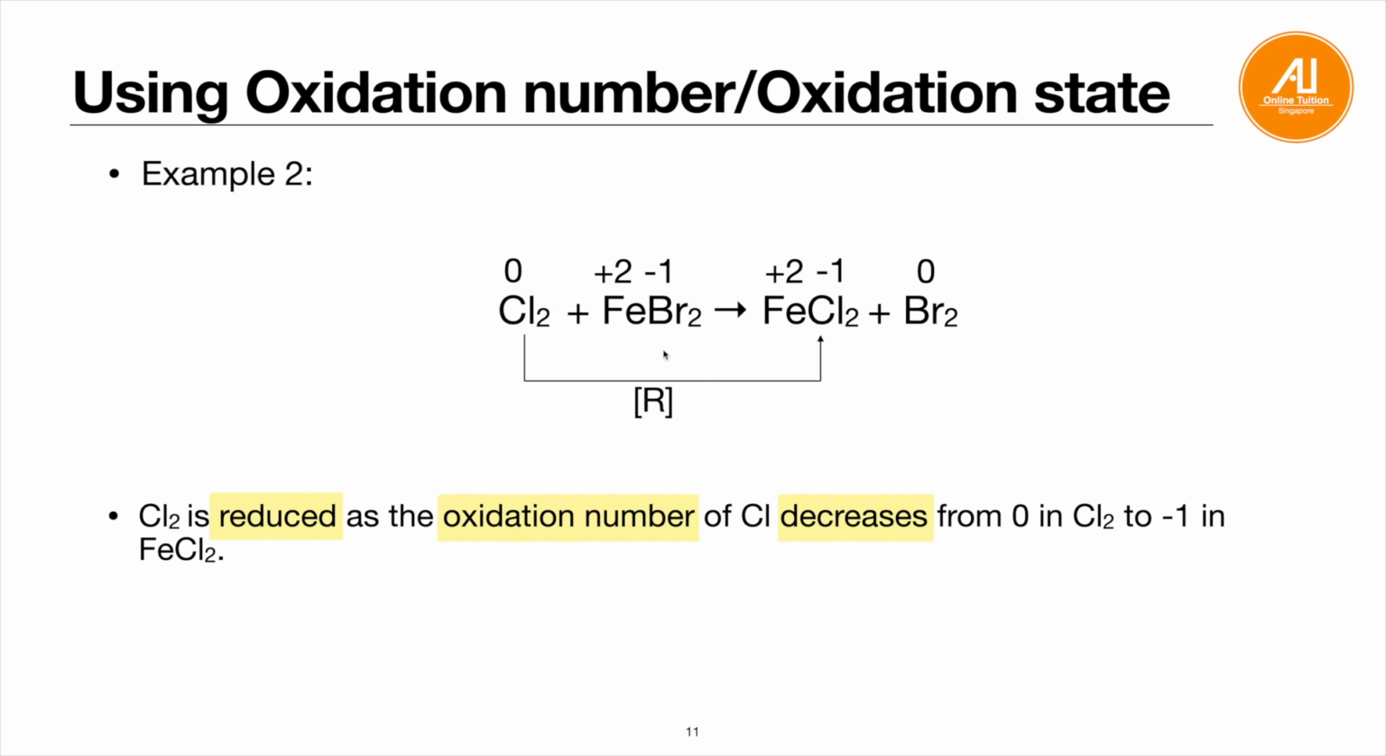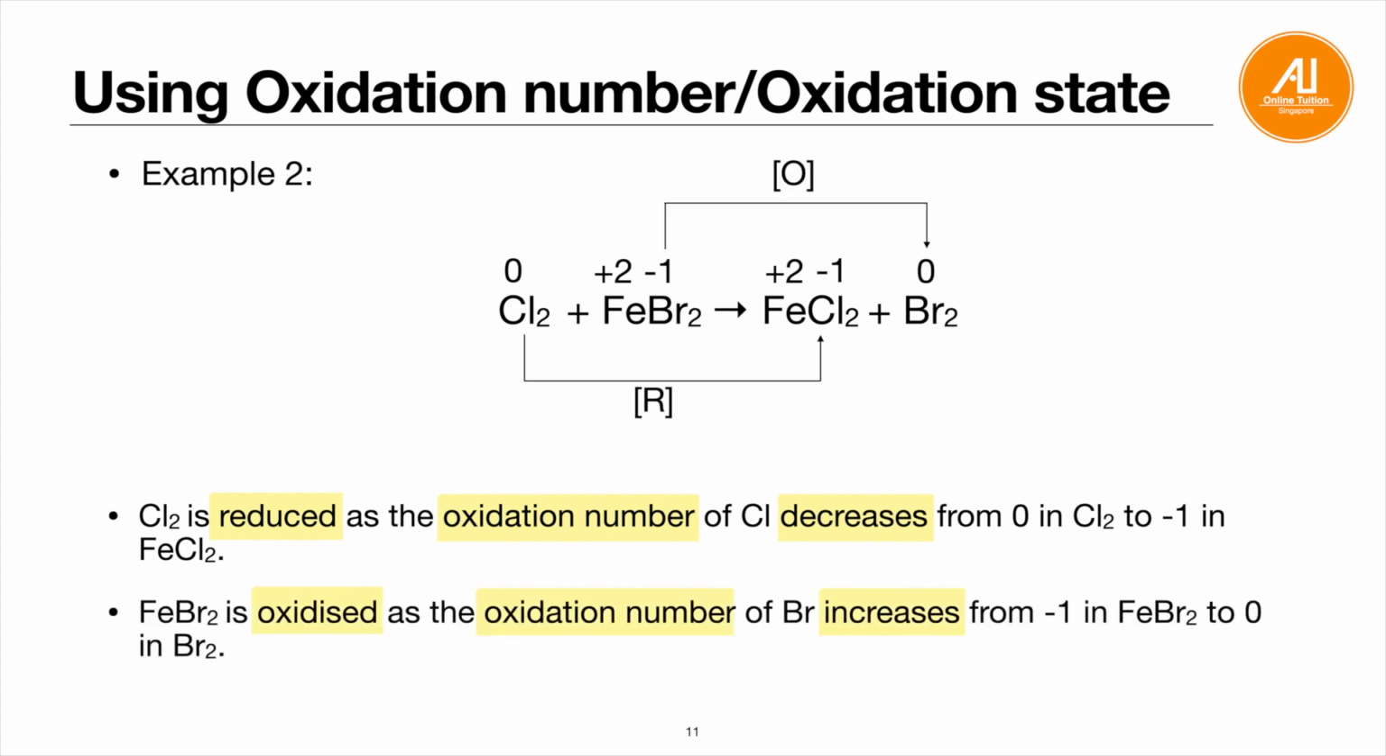Then with that, which one actually oxidizes? Is it Fe? Fe is +2 to +2, so there's no change. So it's not Fe. So it must be Br, from -1 to 0. Let's look at the statement. Same thing, this whole compound FeBr2 is oxidized because the oxidation number of bromine increases from -1 in FeBr2 to 0 in Br2. So just grab the numbers accordingly, then just figure out the template itself.